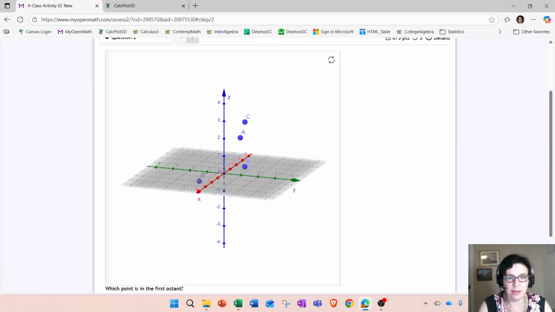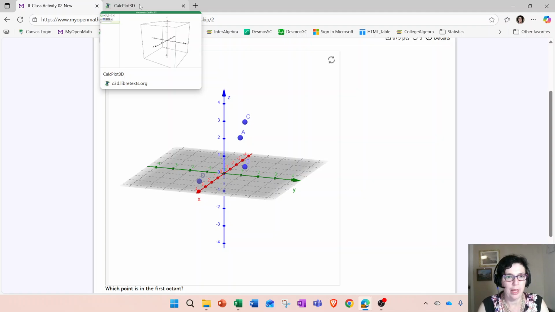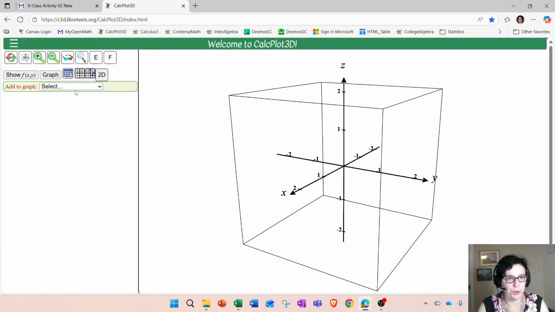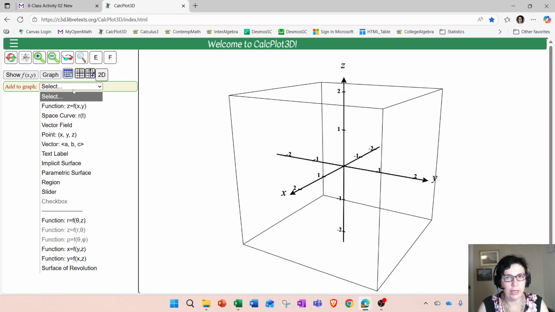Now, what happens in 3D space? In 3D space, you have octants, which means there are 8 of them. But what are they? I have here CalcPlot 3D, which I really like to visualize the situation. And we're going to draw what's called the coordinate planes.